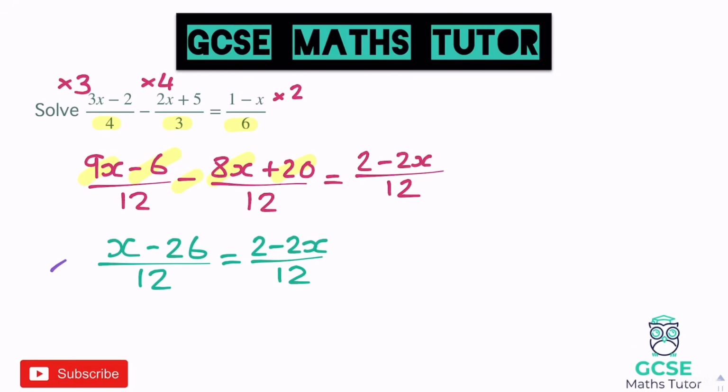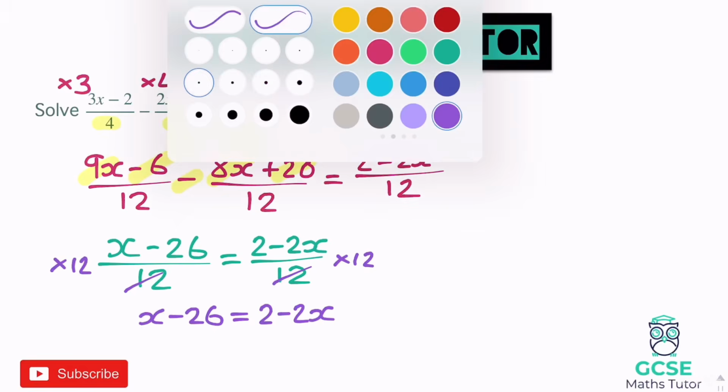We can just times both sides by 12, and that's going to remove this divide by 12 that's going on both sides. So if we times both sides by 12, it's just going to get rid of these, and all we're left with is x minus 26 being equal to 2 minus 2x. There we go, and that saves us an awful lot of working out with this type of question. So now we can solve this quite nicely.